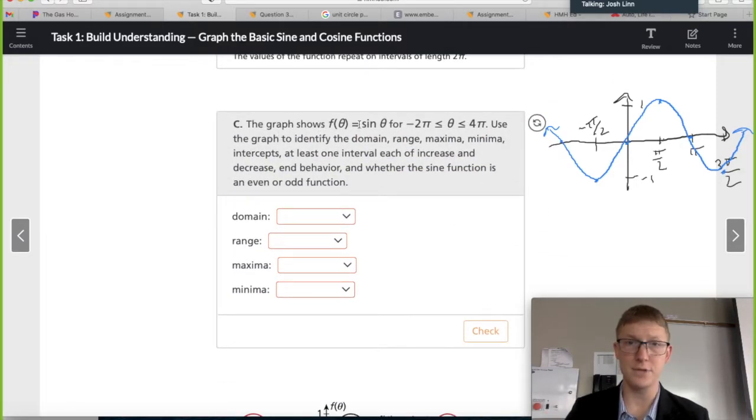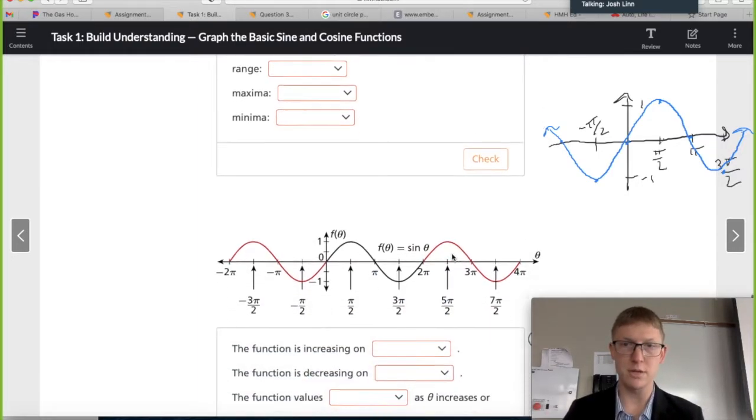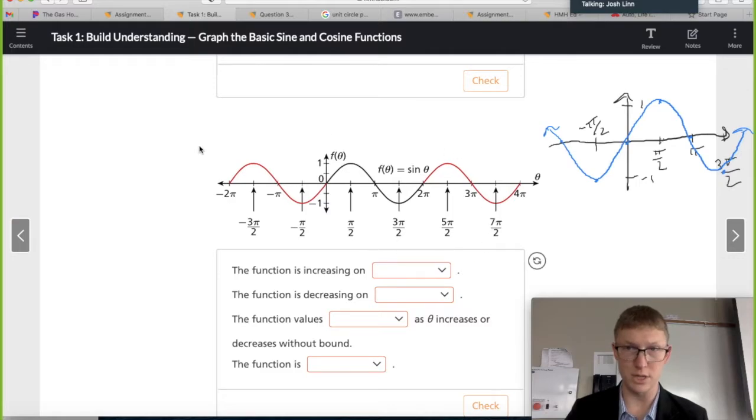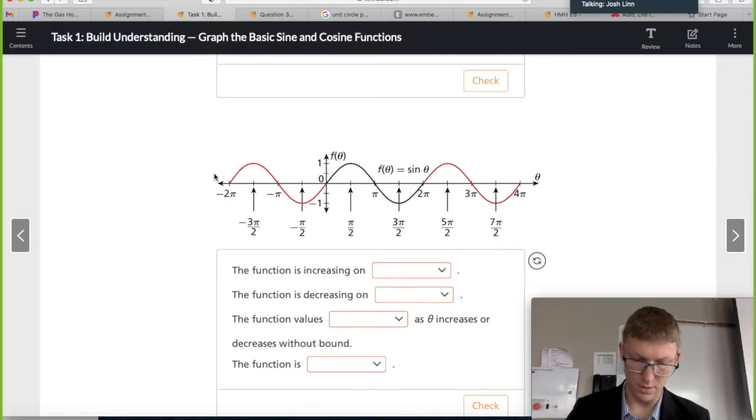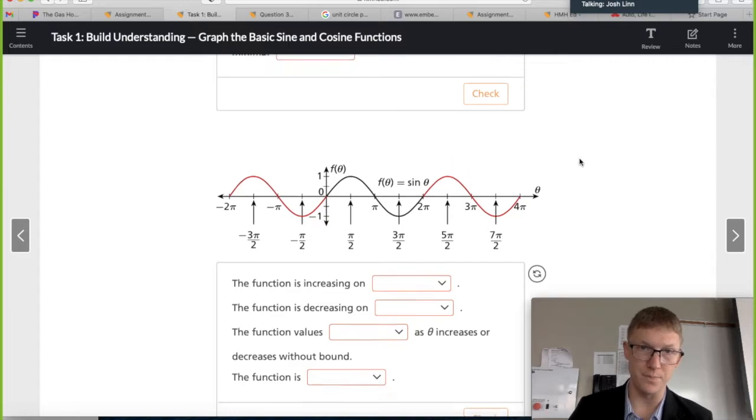So the graph shows sine of theta from -2 pi to 4 pi. Use the graph to identify the domain, range, maximum, minimum, intercepts, and so on. So here's their much better version than mine. See, they waited till you got all the way down here to show it to you, but I wanted to kind of start that off. So this is your sine function.